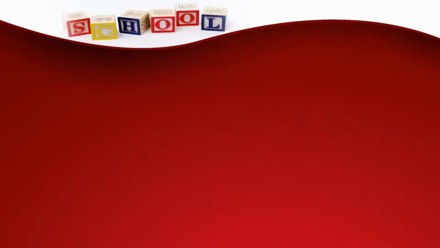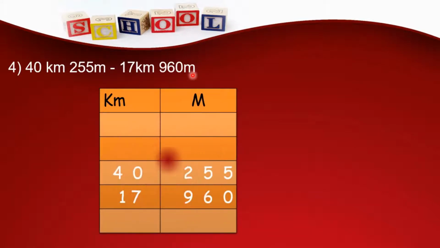Now, let's do one subtraction problem. Here we have 40 kilometers 255 meters minus 17 kilometers 960 meters. So first, let us arrange the given numbers as per the proper column. So here we need to make two columns, kilometer and meter, and under these columns we'll write the given numbers as per their places. Now let us do the subtraction.